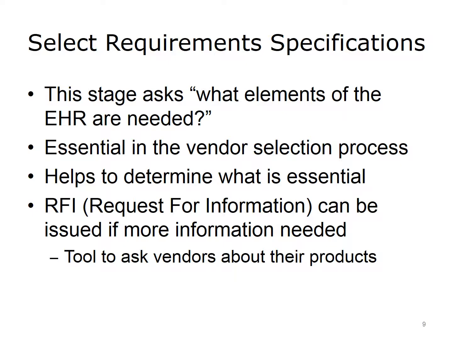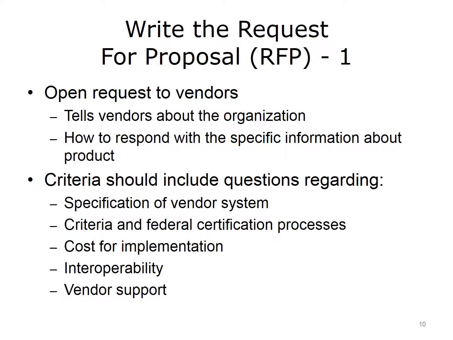Once the requirement specifications have been determined, the organization can write an RFP. This document is an open request to vendors explaining what they need to know about the organization and how to respond with information about their product. The RFP gives vendors an opportunity to provide specific information tailored to the needs of the organization. It also gives vendors an opportunity to adapt their products to the organization's unique requirements.